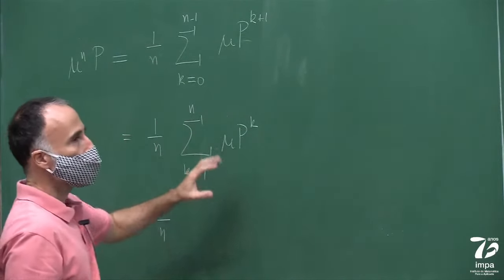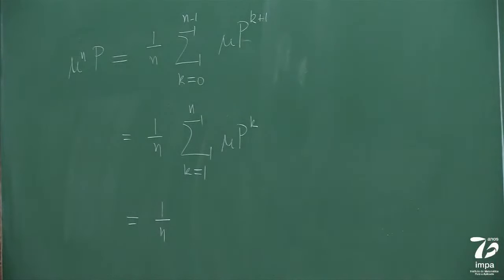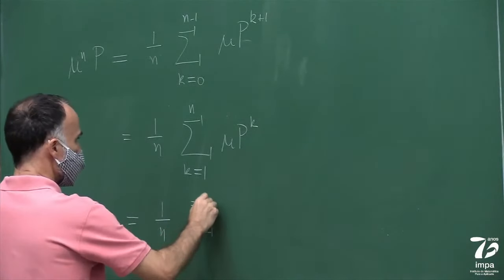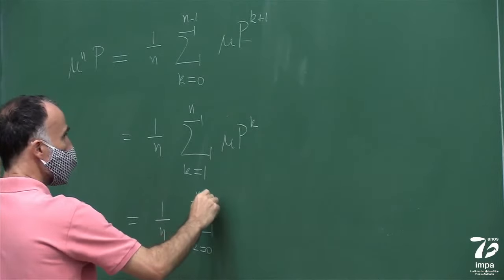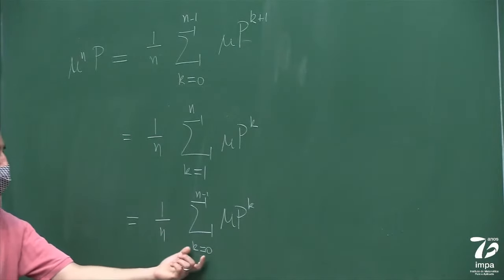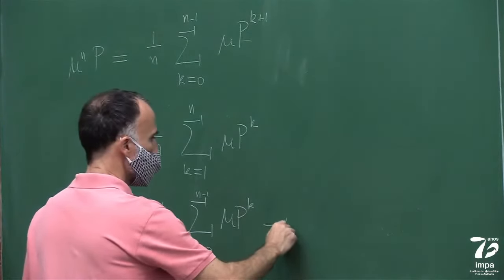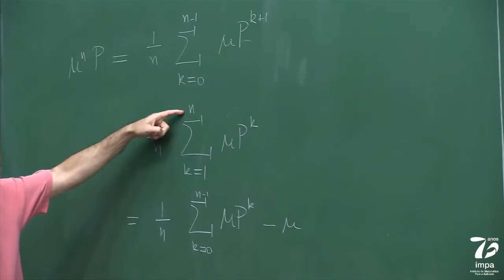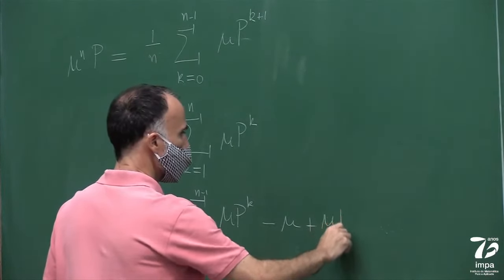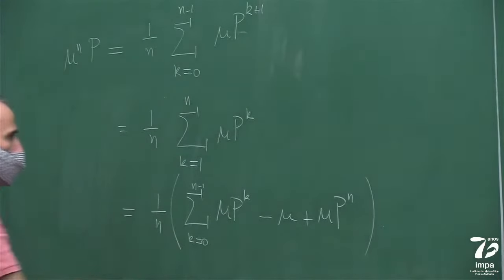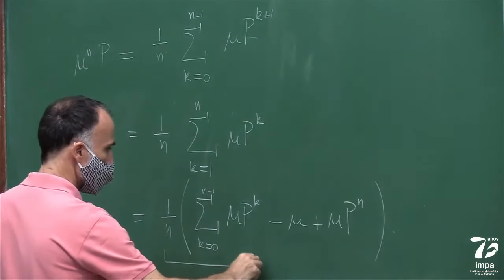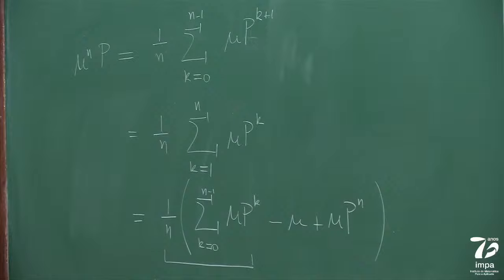I want to represent this in this form. So I will rewrite this as the sum from 0 to n minus 1 of mu P^k. But of course, here I have added the term 0, so I have to subtract it. And I have here the term n, which does not appear here, so I have plus mu P^n. All right? But now, this first term is what I call mu n.